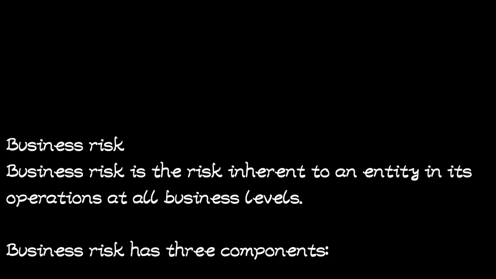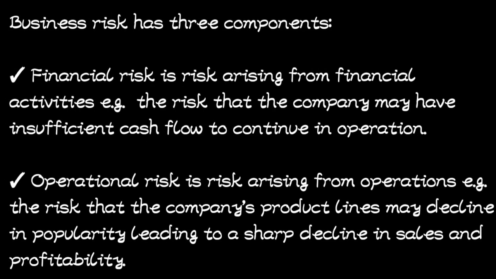And these risks have three components. So the first risk is the financial risk. It is a risk arising from financial activities. The risk that a company may have insufficient cash flow to continue in operation. So every business has its own financial risks. For example, investing in a betting business is not the same as someone who invests in maybe a border. So every business comes with its own financial risks. So a financial risk arises from financial activities.